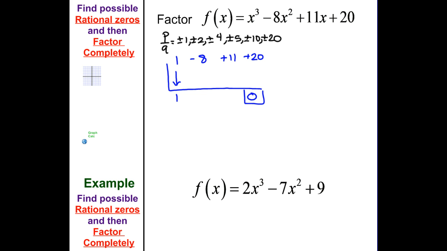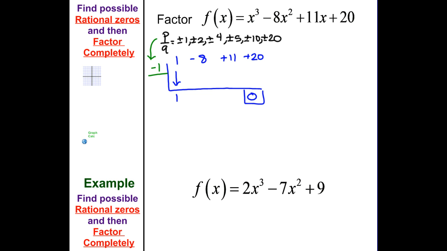And where are we going to get the numbers that we put outside? Right up here. Our p's over q's. We have to kind of guess and check which one's going to work. I personally always like to start with 1, so let's try +1, see if it works. So 1 times 1 is 1, add those up, we get -7, we get -7 there, -4, 1 times -4 is -4. If you look at that, that's not going to work. So +1 doesn't work.